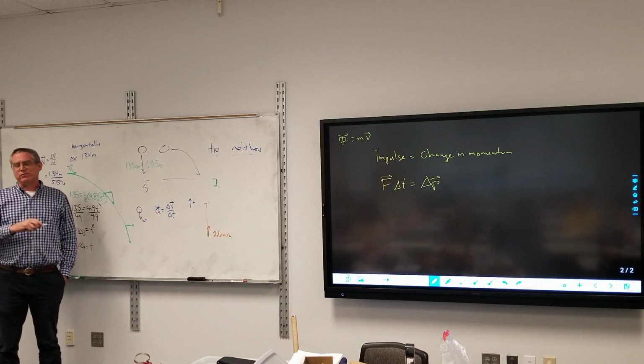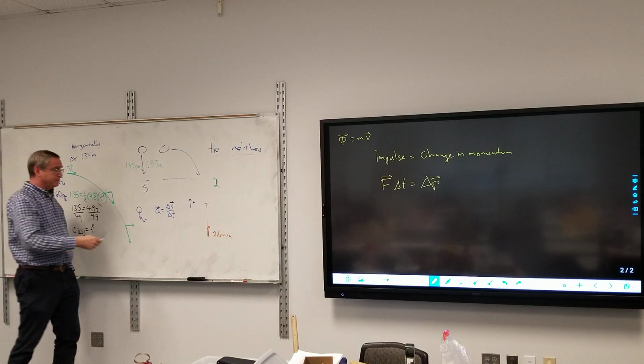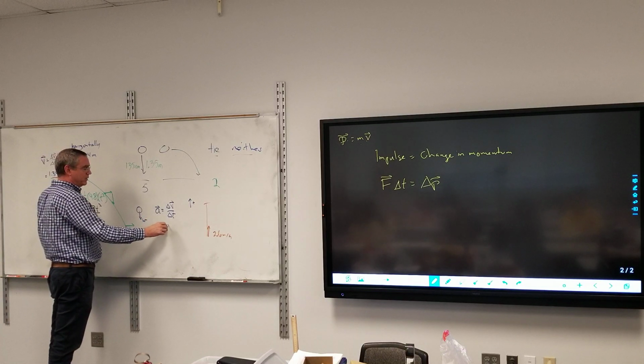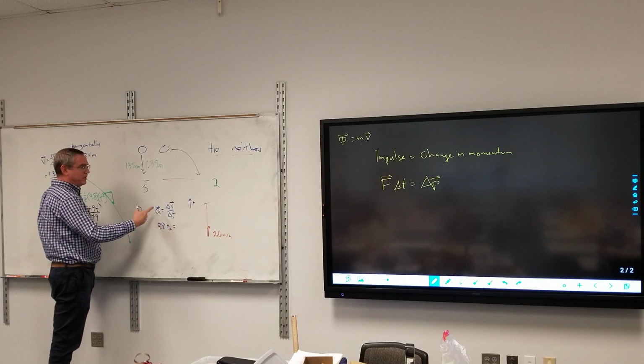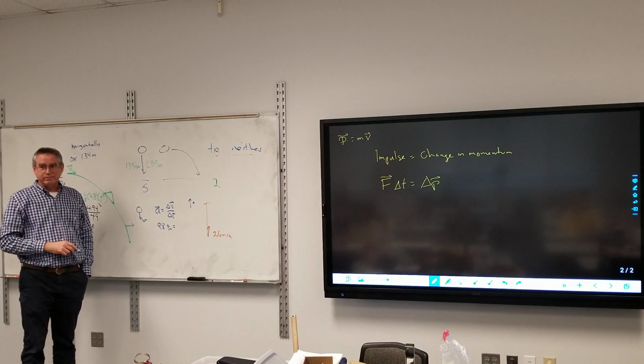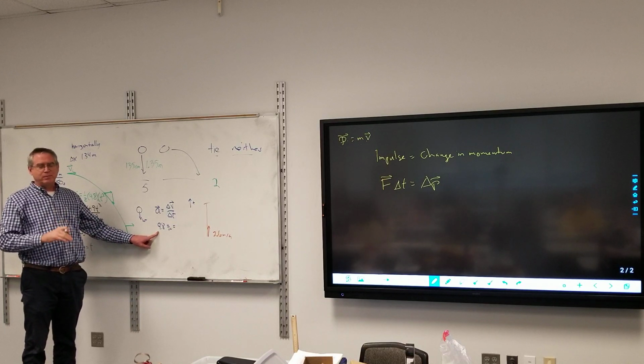If the only force is the force due to gravity, what is the acceleration? 9.8. It would be the acceleration due to gravity. So my acceleration is 9.8 meters per second squared. That's going to be equal to my change in velocity. Oh, there is an issue there. This is incorrect. We live in Winston-Salem, so it's a little bit off.